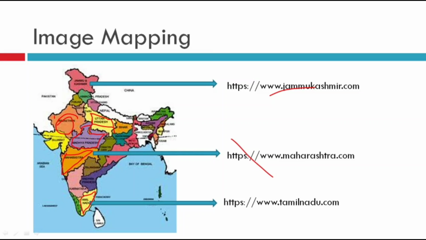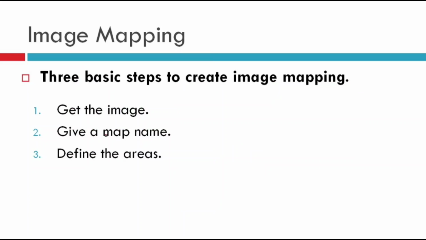So now let us see how we can achieve this image mapping. There are three basic steps to create an image map. First, we have to get the image on the web page. The second is we have to give a map name. And the third is we are going to define the individual areas.